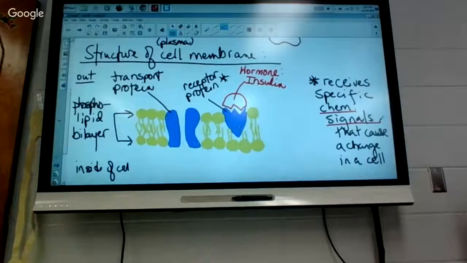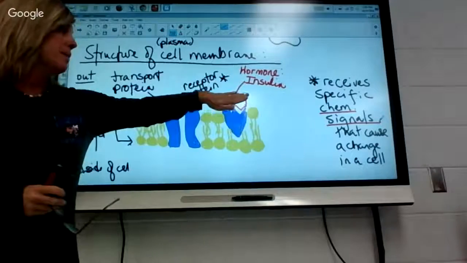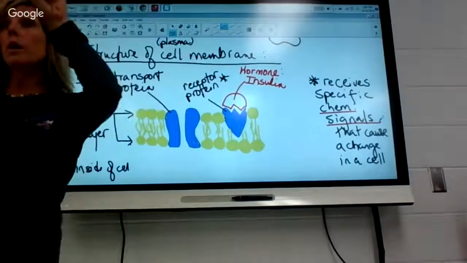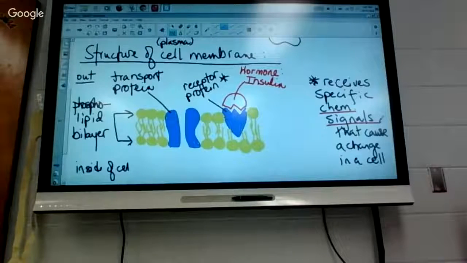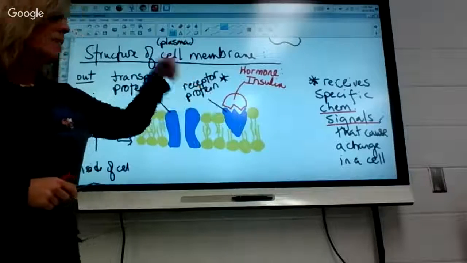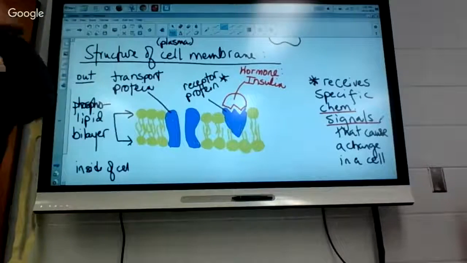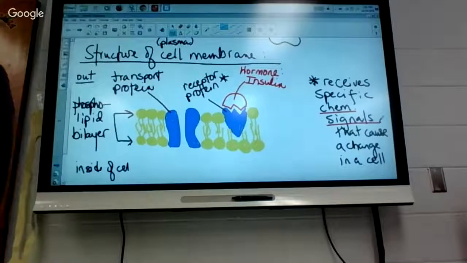So that's why it's important. If I'm type 1, somehow my pancreas is not producing enough of that insulin to actually get out here to tell these cells what to do. So I need something to help me out. And so that's why people take it for that reason.